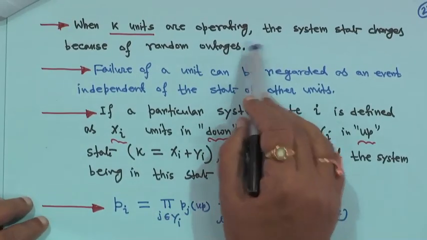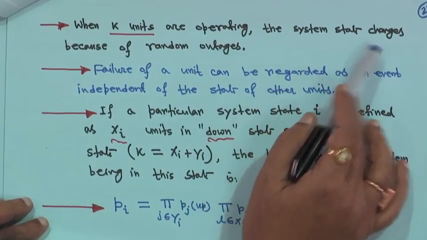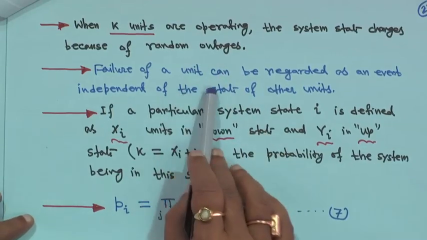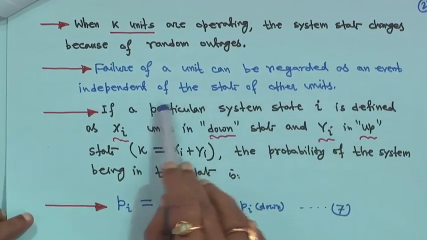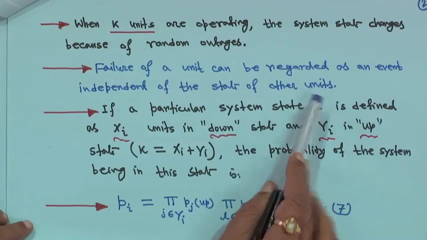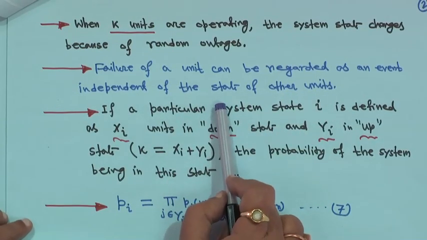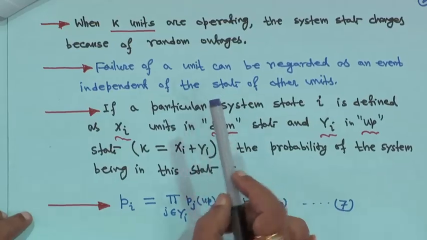While k units are operating, the system state changes because of random outages. So failure of a unit can be regarded as an event independent of the state of other units. I mean, each failure is independent of the other, such that it will be easier for you to analyze. It is not depending on the other. Everyone is an independent state, because we are talking about probability. So we are assuming that it is independent of the other units.